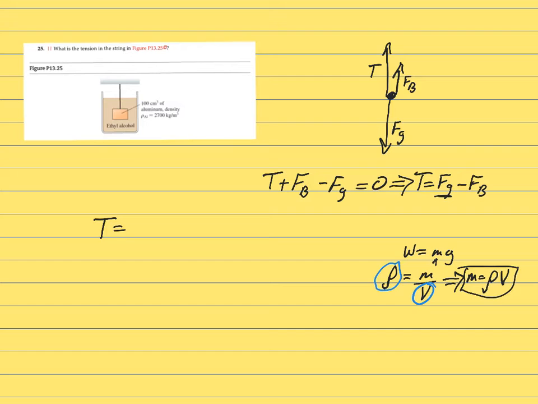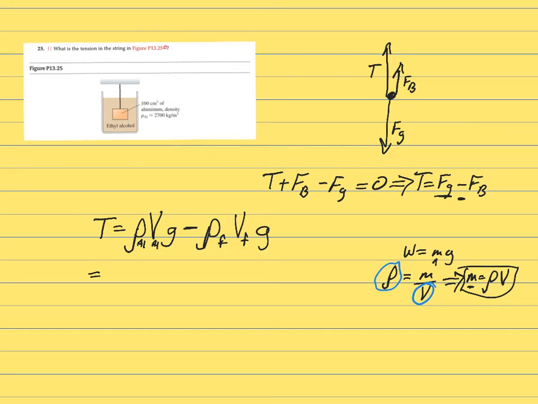So mass times gravity, I'm going to substitute what mass is, density times volume, but I still have to times it by gravity. So that's the density of, what is this, aluminum, the volume of aluminum, and then don't I have to subtract off force of buoyancy? And force of buoyancy looks a lot like that too. We have an equation for that. The density of the fluid, volume of the fluid times gravity. So now it's just a substitution game.